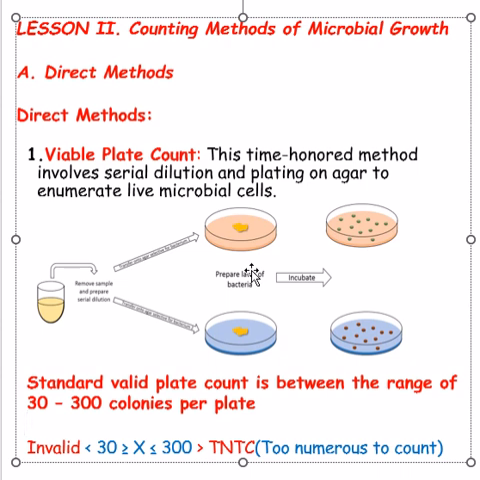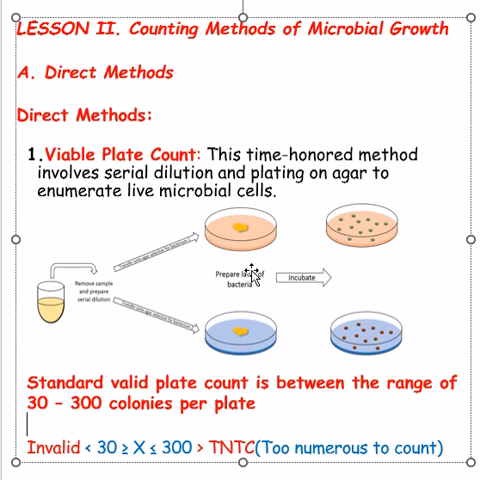The direct method is the most common and most prominent one, which all of you have seen in the lab: the viable plate count. This is a time-honored method of serial dilution and then inoculating the organism into the petri dish or the broth, so that the microorganism will grow, forming a colony, an aggregate of microbial cells in the petri dish. From the colonies, we can have a valid plate count.